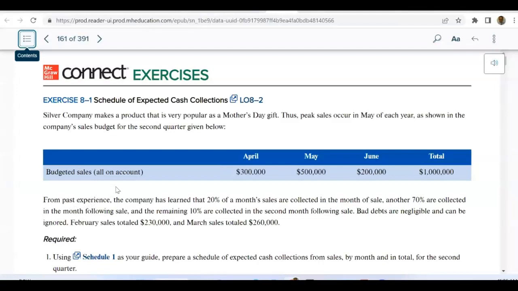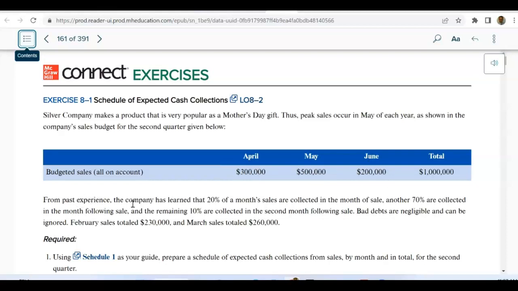In exercise 8-1, it says the Silver Company makes a product that is very popular. Therefore, sales peak in May of each year. As shown in the company's sales budget for the second quarter given below, budgeted sales will be $300,000 in April, $500,000 in May, $200,000 in June.